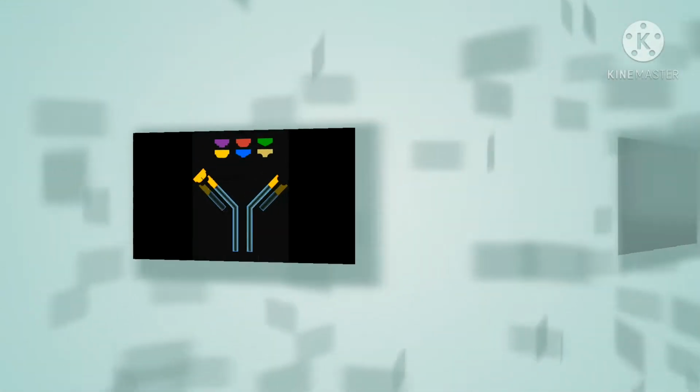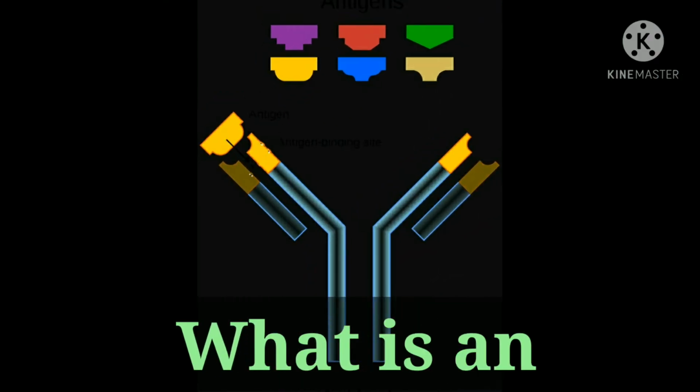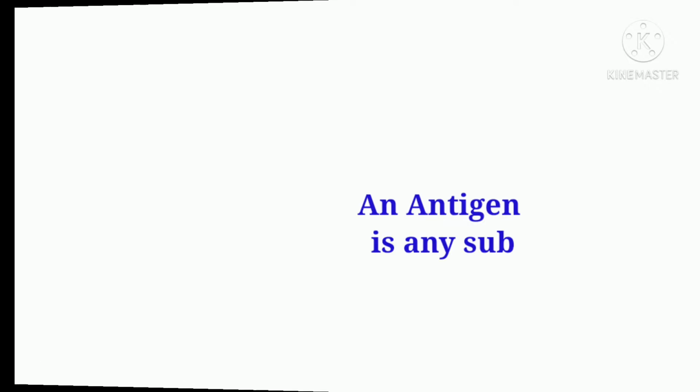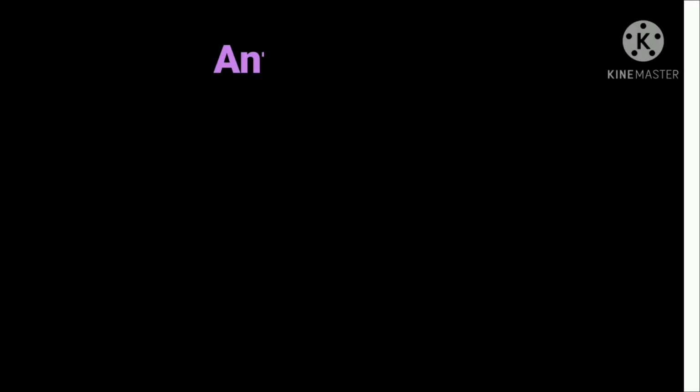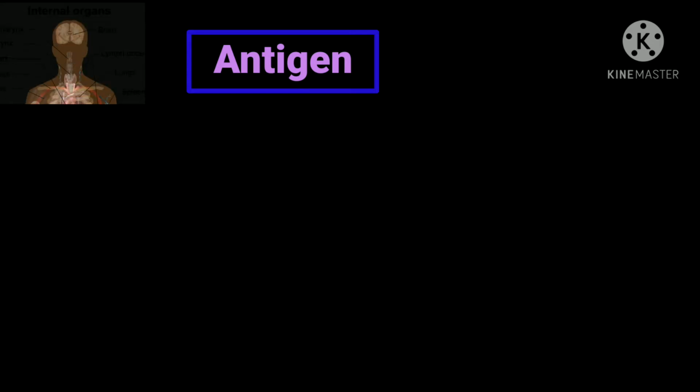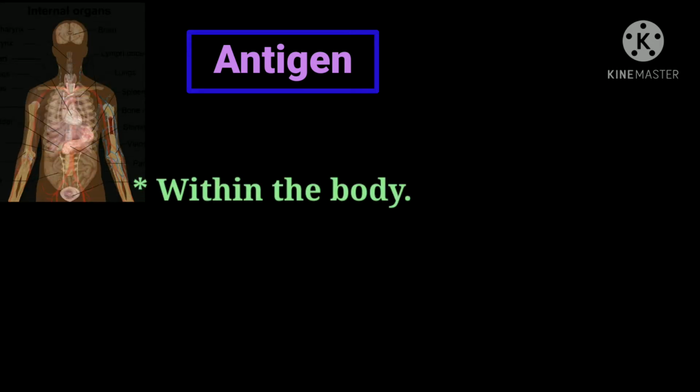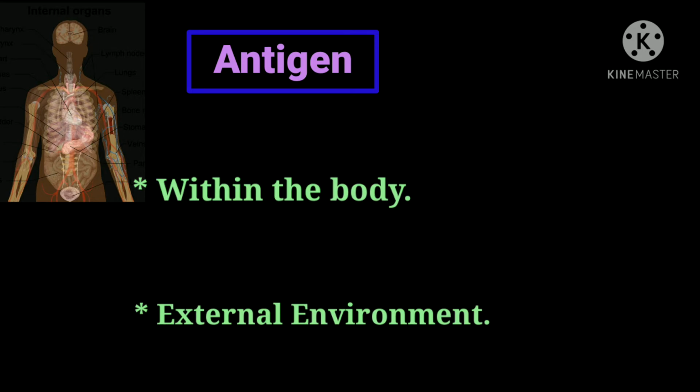In this video, we are going to see what is an antigen. An antigen is any substance which, when introduced into the body, stimulates the production of an antibody with which it reacts specifically and in an observable manner. The antigen may originate from within the body or from the external environment.